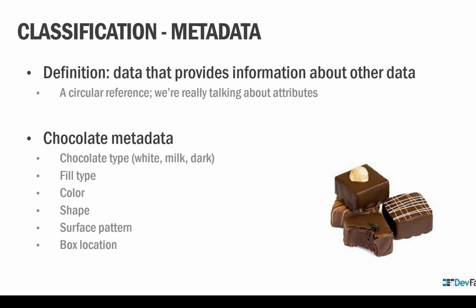Metadata is data that defines data. Okay, yes, it's a circular reference, just kind of like those definitions. And what it refers to is attributes. Okay, the attributes that help us define what something is. So everything has attributes. You have attributes. You have your first name, your middle name, your last name, your social insurance number, your email address, your phone number. All of those are attributes that help to define who you are.